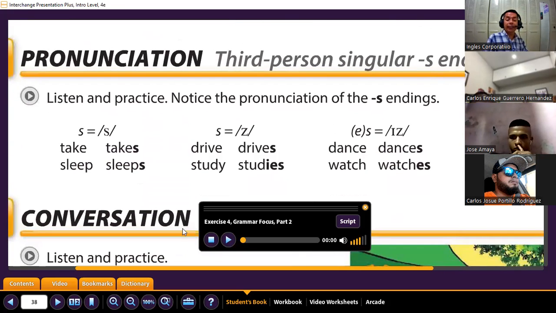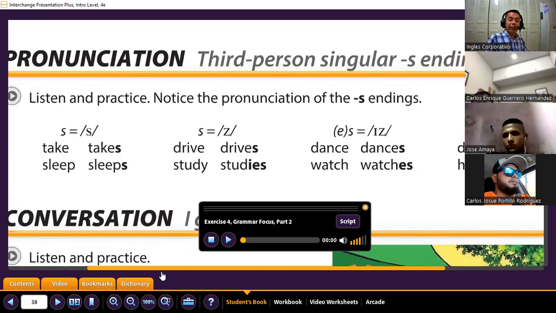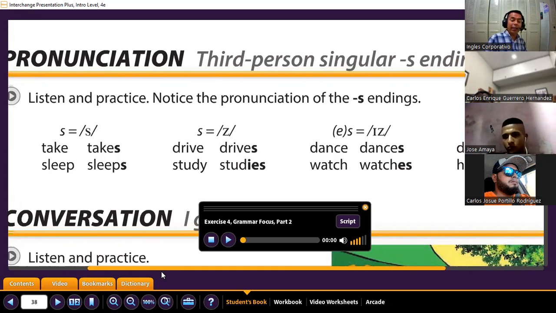Pronunciation. I like this exercise. Okay, ya teníamos una regla de escritura. ¿Cómo se escriben los verbos, verdad? Solo se le agrega la S. En algunos casos, cuando terminen SH, CH, X, pues se le agrega S. Si termina en I, se le cambia la Y por I latina. Luego le agrega S. Ya, esas son las reglas. ¿Cómo escribir? Ahora, ¿cómo se pronuncian?